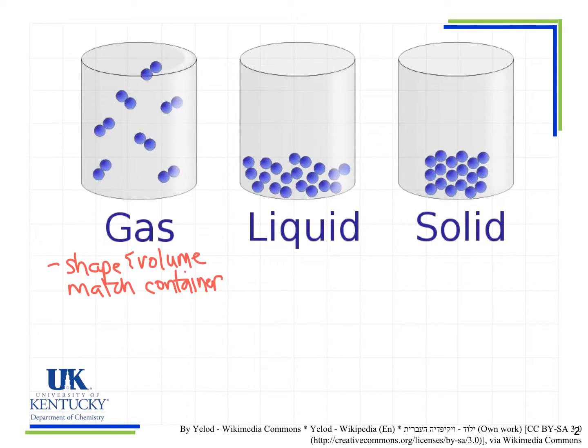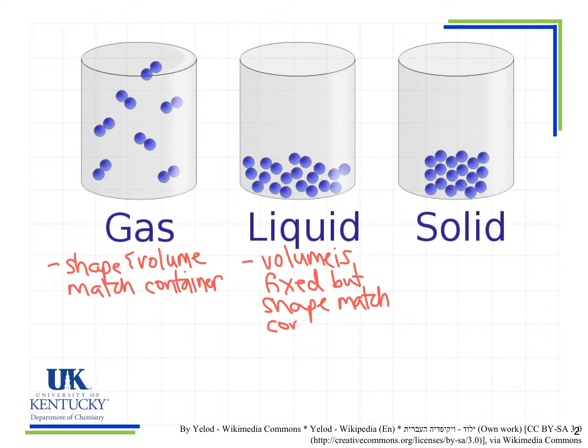For a liquid, we see that the volume is fixed, but the shape will match the container. However, for a solid, both the volume and the shape are fixed. So a solid does not adjust depending on the container it's in.